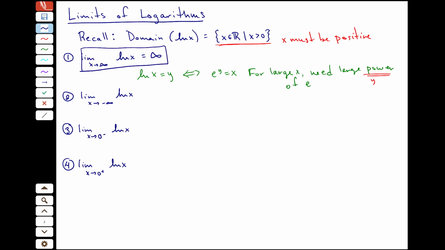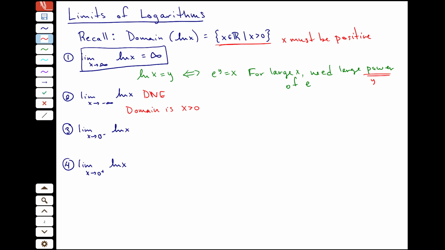Okay, so the second one here, let's look at the limit as x goes to minus infinity of the natural log of x. And now remember our domain issue. We cannot plug negative numbers into the natural log. So the domain is x greater than 0. So this limit just does not exist. We can't take this limit because I can't plug in any negative numbers to a natural logarithm or any logarithm.